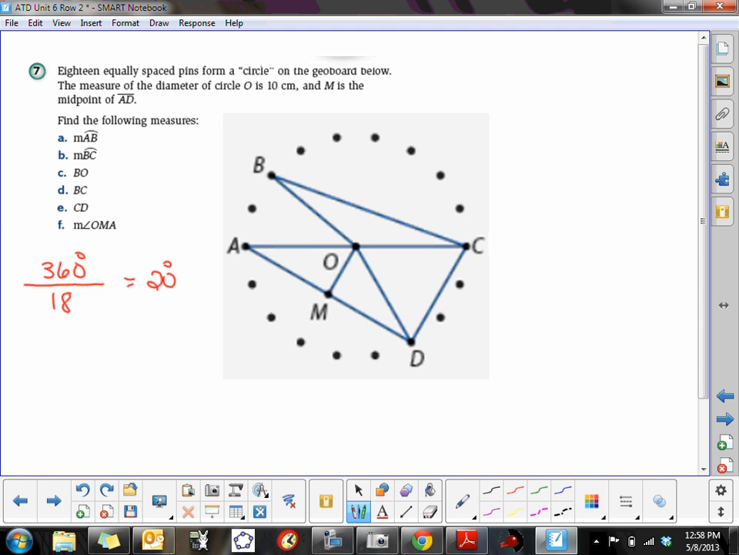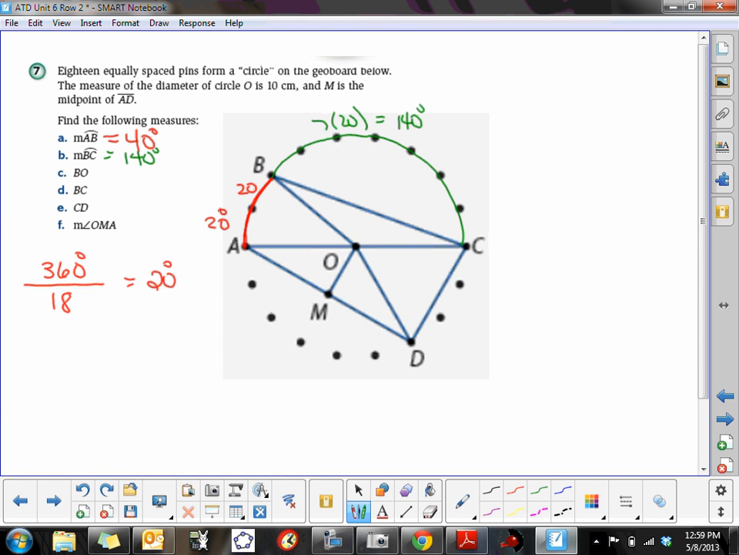So from this pin to A to that pin has to be 20 degrees, and from that pin to that pin is 20 degrees. So the first question to ask: what is the measure of arc AB? The arc AB is the angular measure from A to B, which is 40 degrees. We're going to apply the same logic for BC. To get from B to C, we go 1, 2, 3, 4, 5, 6, 7. We got 7 of those pins. That's 7 times 20, which means that is 140 degrees for BC.